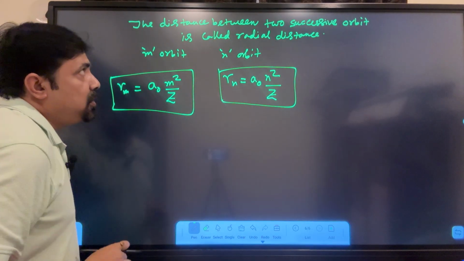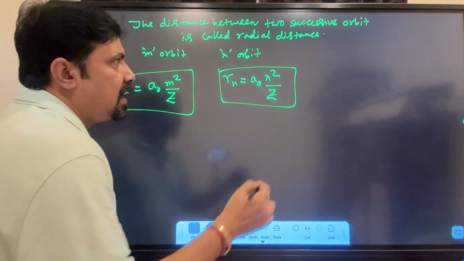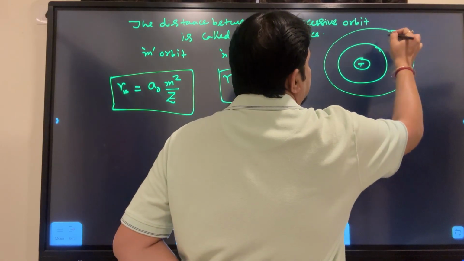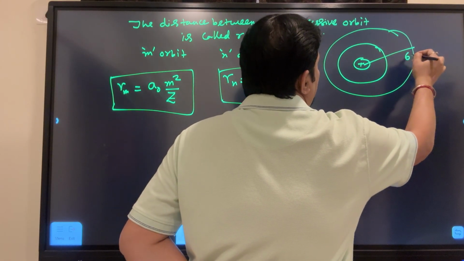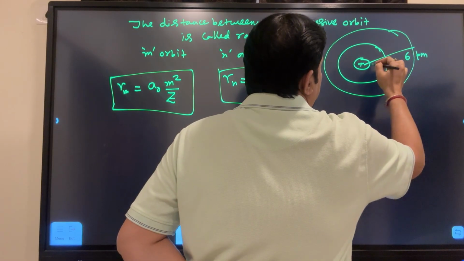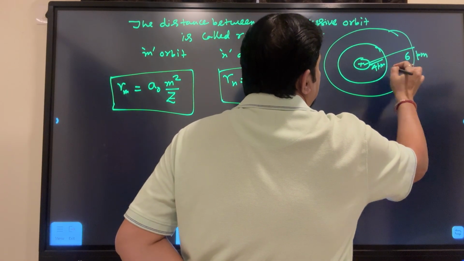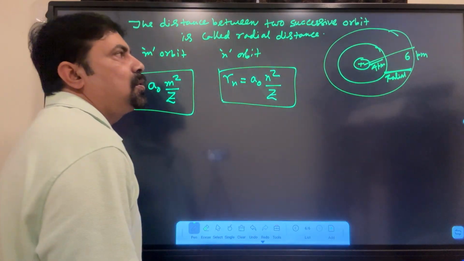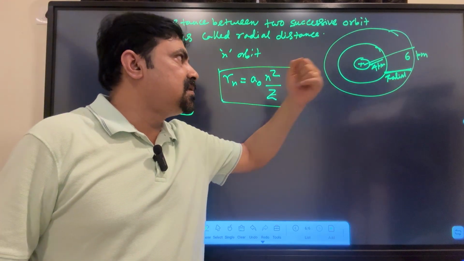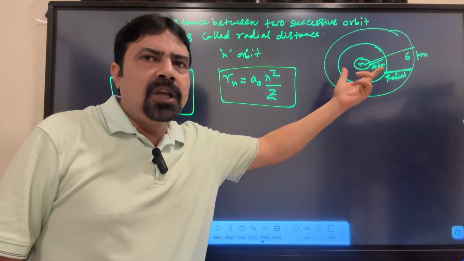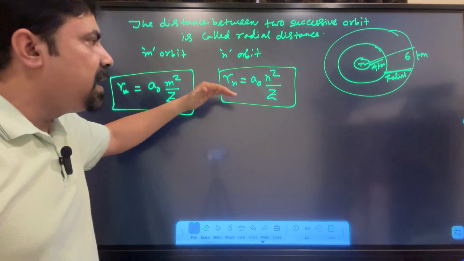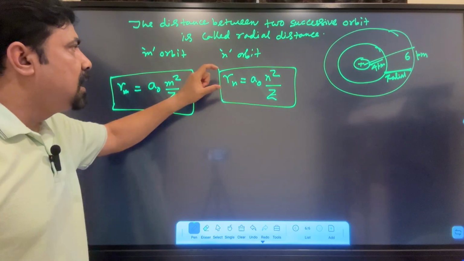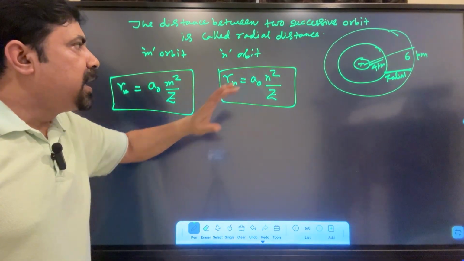Now, pictorially, the distance between two successive orbits is this: one orbit is here, the next orbit is there. If from here to here it is 6 picometer, and from here to here it is 4 picometer, then this distance is the radial distance. That is what we need to calculate: 6 minus 4, which is 2. Now how can I prove this mathematically? Rm equals a naught into m square by z, and Rn equals a naught into n square by z.